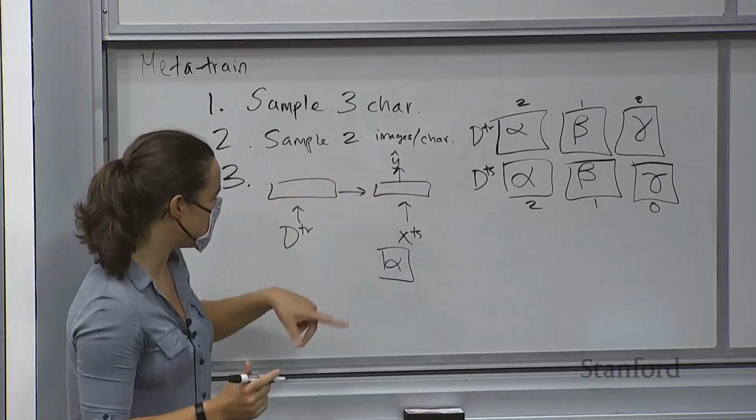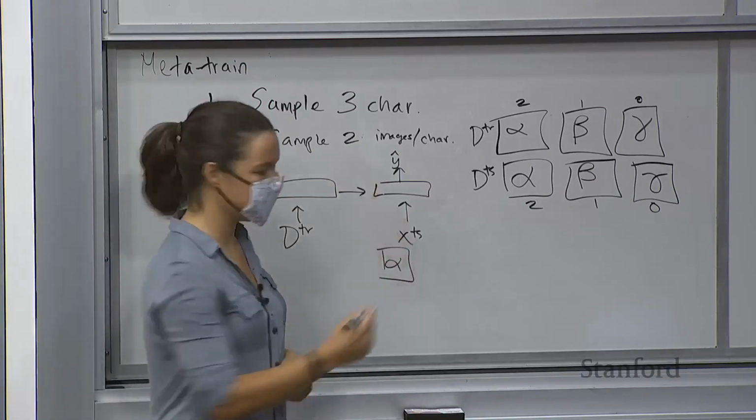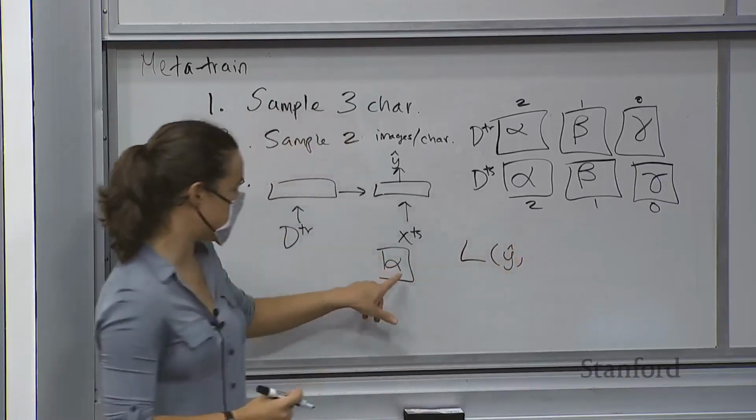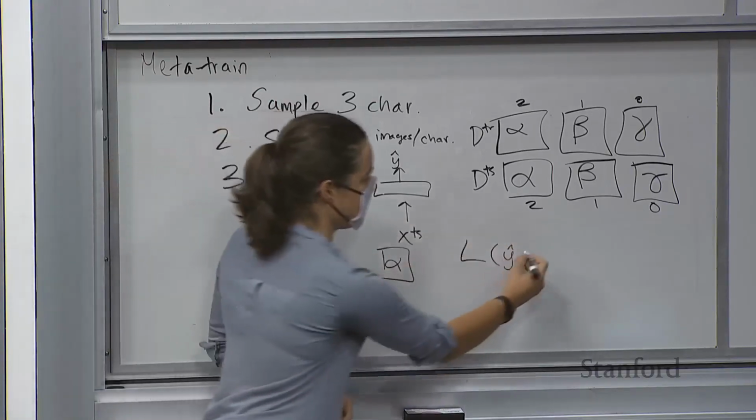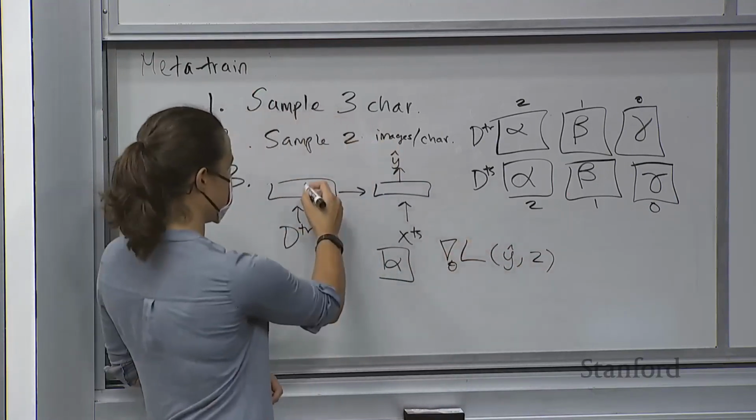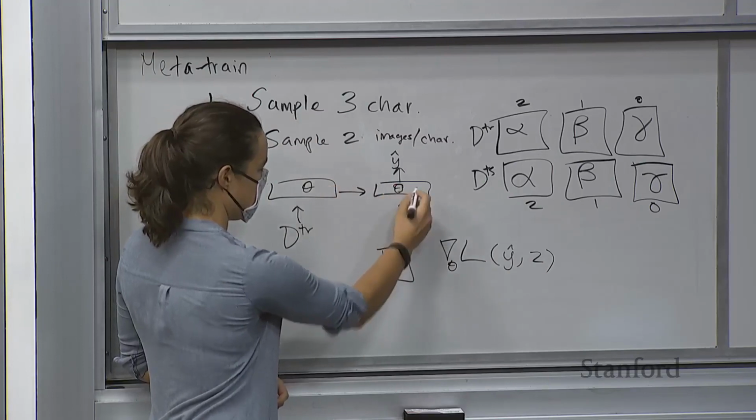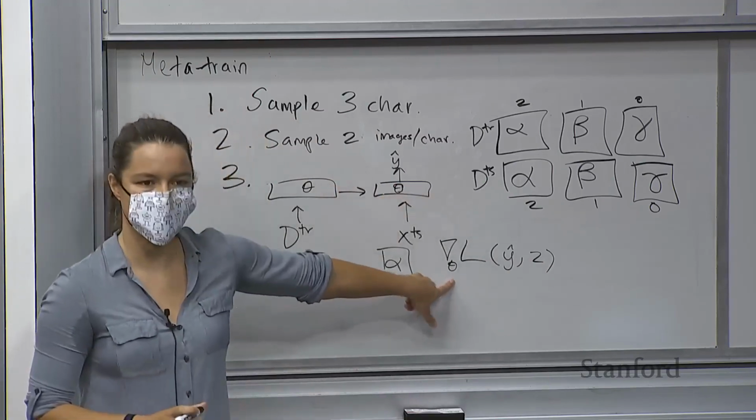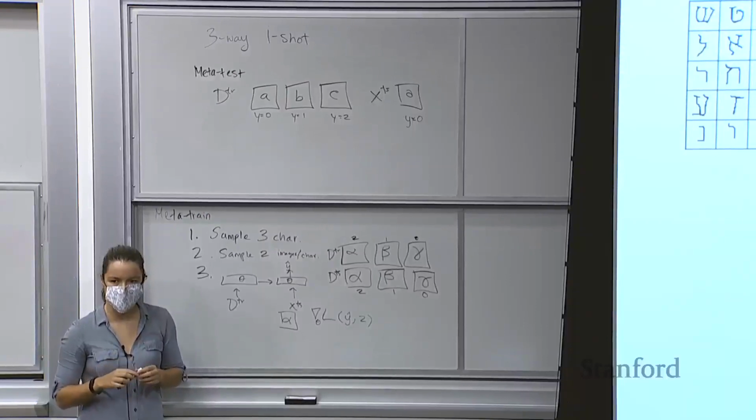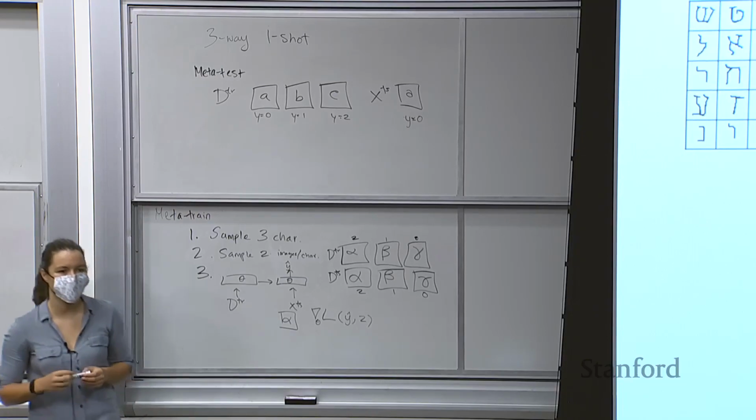And then we're going to compute how good y hat is. So we'll have some loss function that compares y hat to the true label, which is 2. And then we can take the gradient of this with respect to theta. So maybe there are weights theta here. And we'll use this to update the network. Does that example make sense? Do people have any questions?